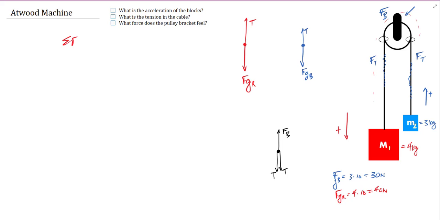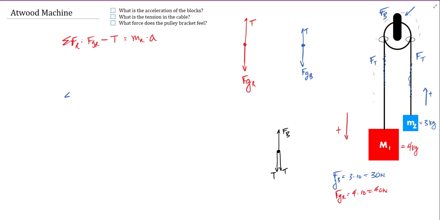So we'll go back to the red object. Now again, down's going to be positive. So we have the red object's weight minus the tension, because down is positive, equals the red object's mass times the acceleration.